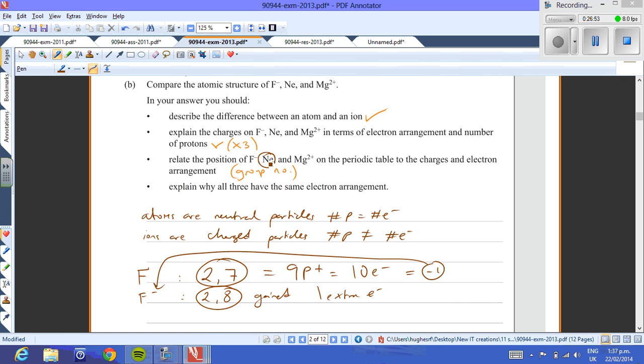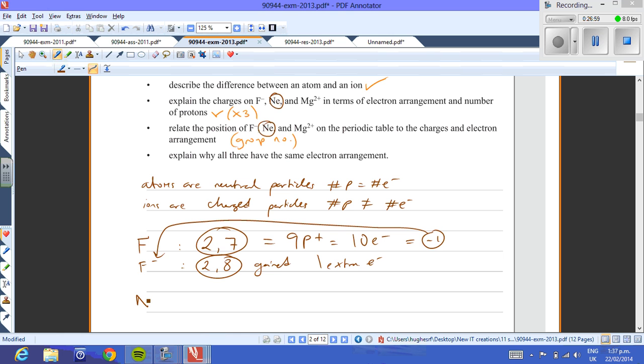For neon, it is neutral. Neon has the electron arrangement 2,8. It has 10 protons and 10 electrons, so plus 10 minus 10 equals 0. So all atoms are neutral.